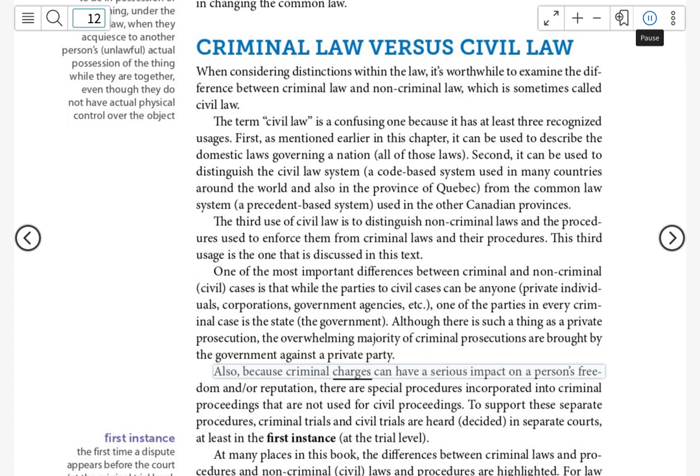Also, because criminal charges can have a serious impact on a person's freedom and/or reputation, there are special procedures incorporated into criminal proceedings that are not used for civil proceedings. To support these separate procedures, criminal trials and civil trials are decided in separate courts, at least in the first instance, at the trial level.